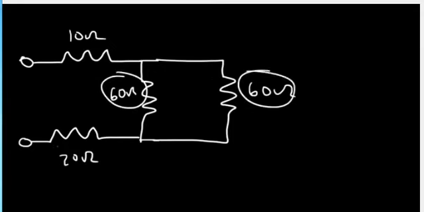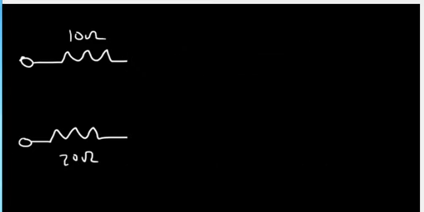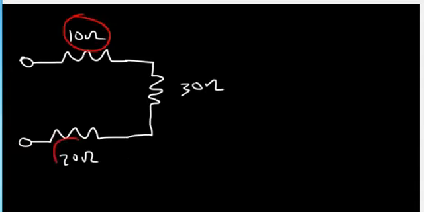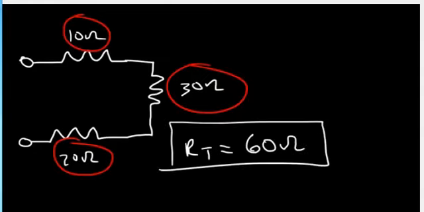Now you can see the 60 and 60. They are connected in parallel. So what will be their equivalent? Their equivalent will be half of that, because the value is the same. So it is 30 ohms. Now 10, 30, 20, they are connected in series. Therefore the equivalent resistance will be 60 ohms. 10 plus 30 plus 20. Simple.